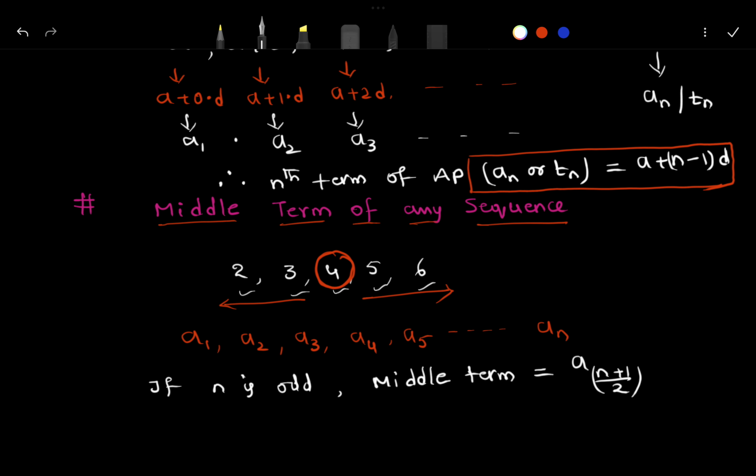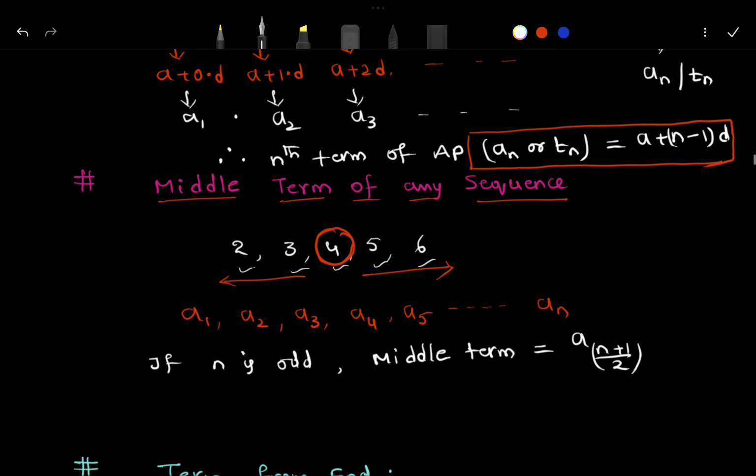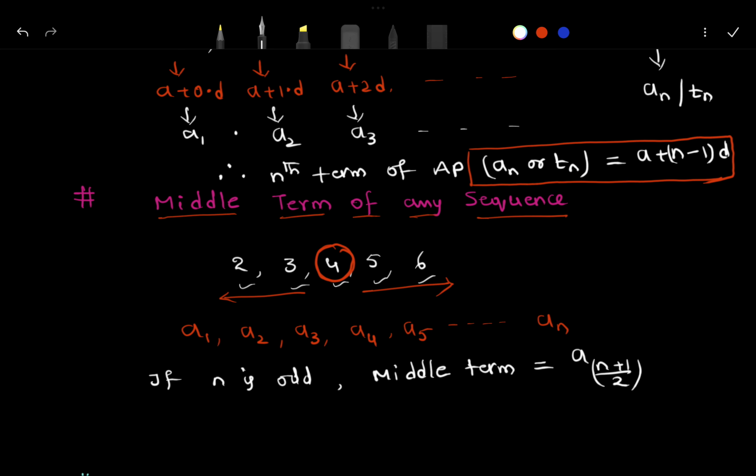Take the above example. How many terms are in the above example? 5 terms are there, so n is equal to 5. 5 plus 1 by 2 is 6 by 2, which is a3. That means the third term is the middle term. Now the next one: if n is even. So now take one more example.